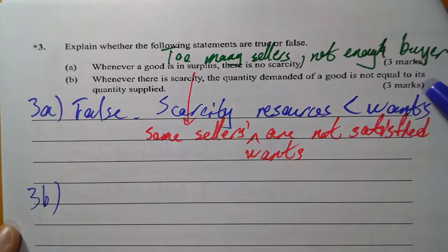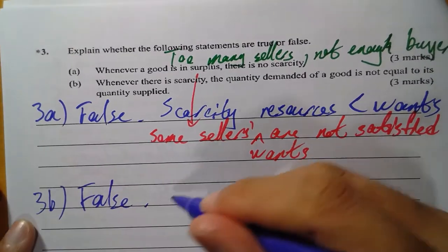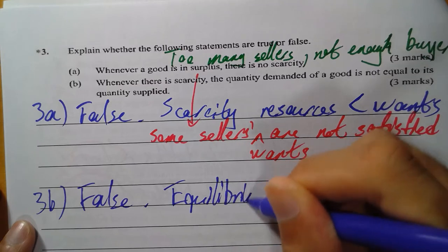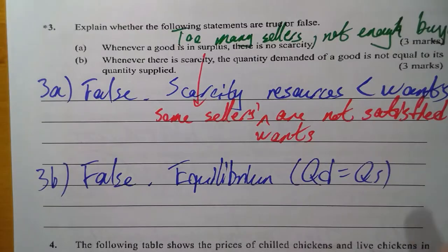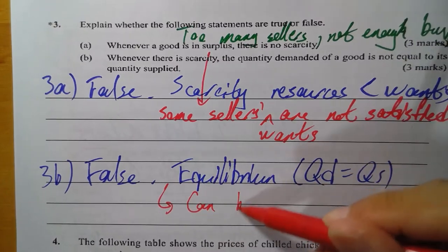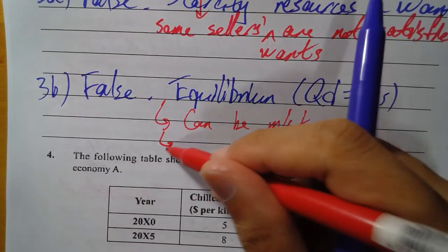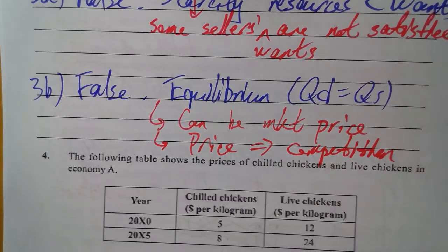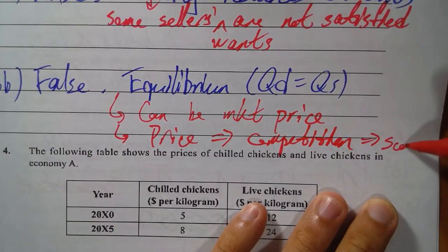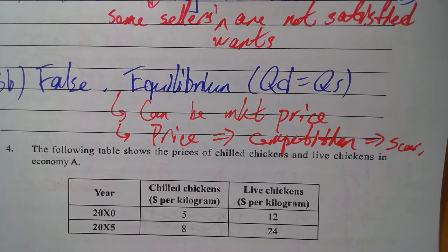So, scarcity exists. Now, 3B, here it says, when there is scarcity, equilibrium must not achieve QD equals to QS, no equilibrium. So this is also false. Now think about one situation. In equilibrium situation, QD is exactly equals to QS. But as you remember, in equilibrium, there can be market price, right? Then you know, when there is a price, it implies there must be price competition. With competition, it must mean there is scarcity. Okay, 行不行啊? 所以啦, 兩句都不對。 Remember, scarcity and shortage surplus, they have no direct relationship.